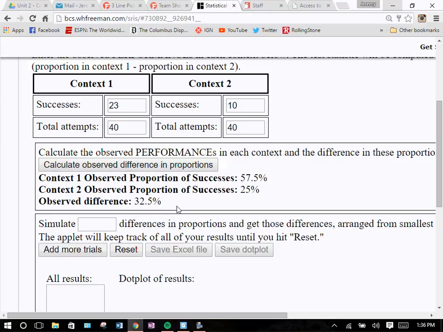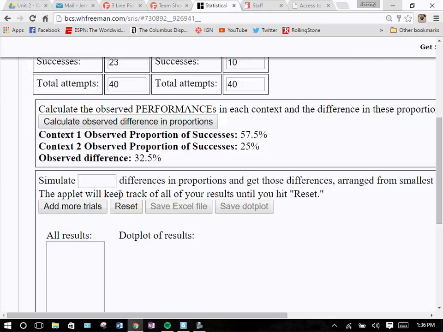So here's what we want to do. We want to simulate. You want to have a large number. So instead of 100, let's put 1,000, because 1,000 would be 40,000 games that we just simulated, and that'd be 1,000 seasons that we just simulated. So go ahead and type 1,000 in.